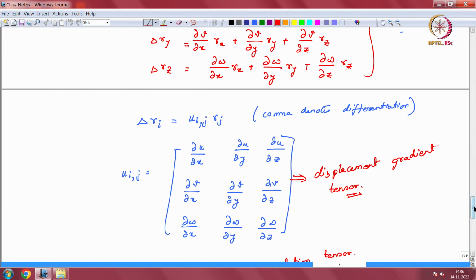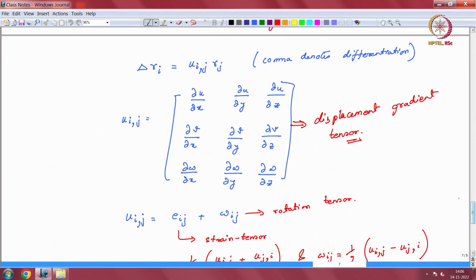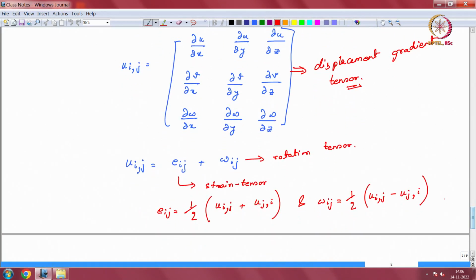denotes differentiation. So if you are not very familiar with index notations for tensors, you might want to go into it. We will not be using it a whole lot, but it's very straightforward to get introduced to it because it helps us write very complicated equations like this matrix on this right hand side. We can just express this as a simple notation on the left hand side. And then we had seen that we can break this tensor up into two tensors. One we will call the strain tensor and the other we will call the rotation tensor.